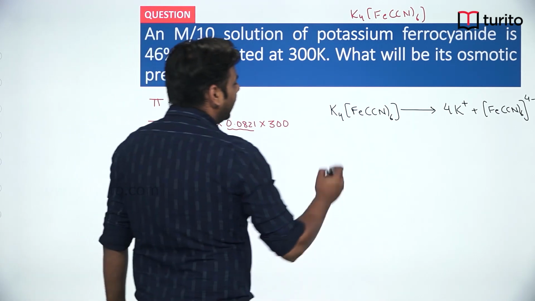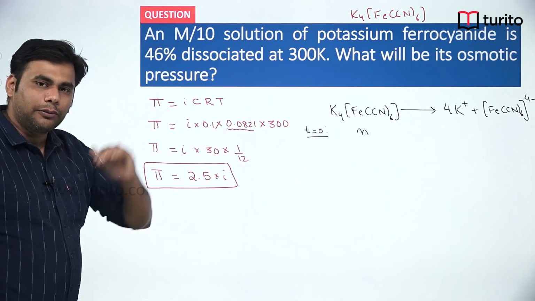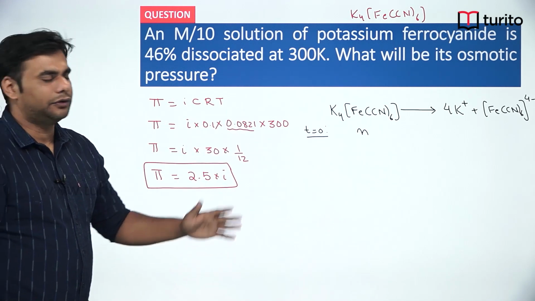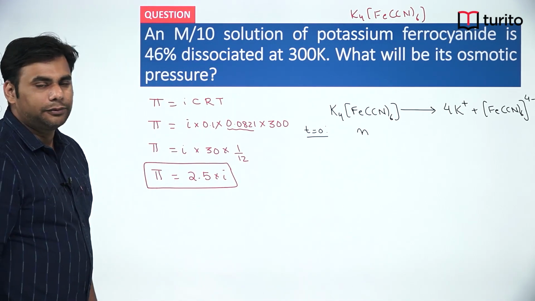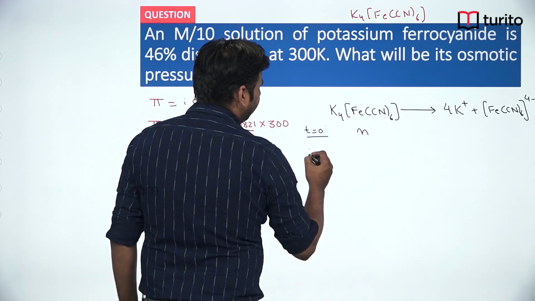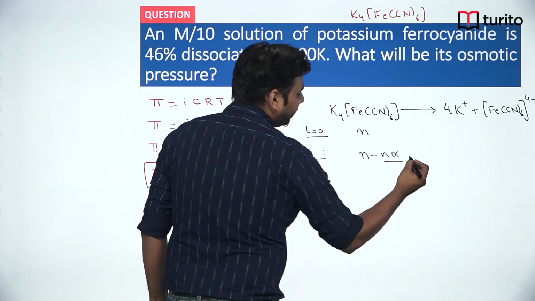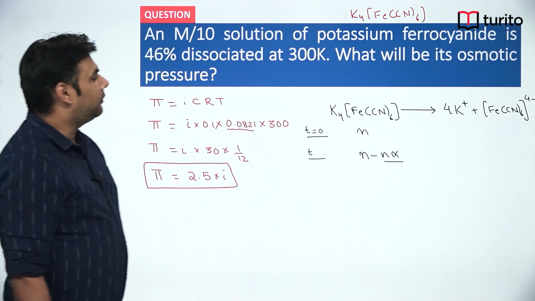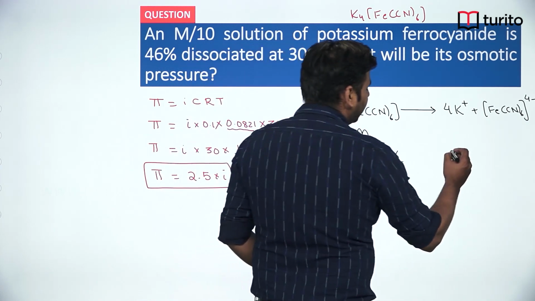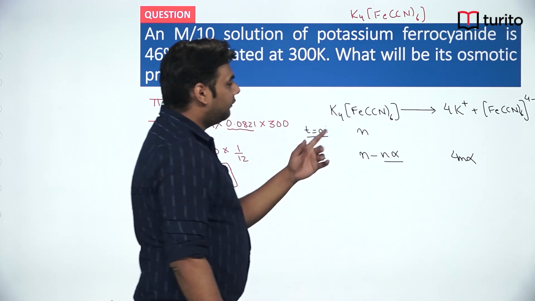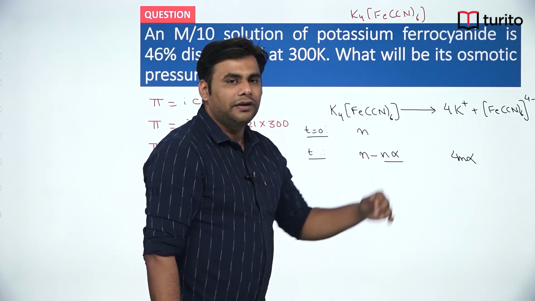So let the number of particles initially be n, because when we take the ratio of final particles upon initial particles, this n will anyway get cancelled out. So you can take any assumption. At time t equals 0, let the number of particles be n. Let alpha be the degree of dissociation. So n alpha would dissociate, and what is left over would be n minus n alpha. Now 1 mole of K4[Fe(CN)6] gives 4 moles of K+, so n alpha moles would give 4n alpha moles of K+. 1 mole of K4[Fe(CN)6] gives [Fe(CN)6]4-, so n alpha will give n alpha over here.